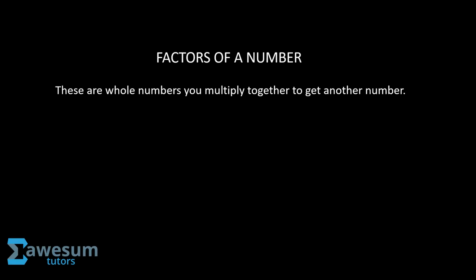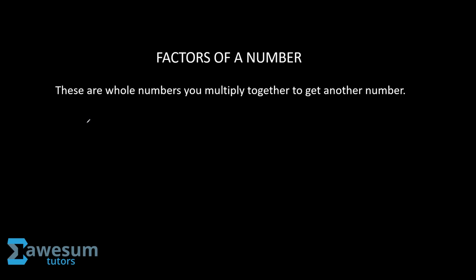What are factors of a number? These are all numbers you multiply together to get another number. So to find the factors of a number means you need to figure out what two numbers you would multiply together to get the number.